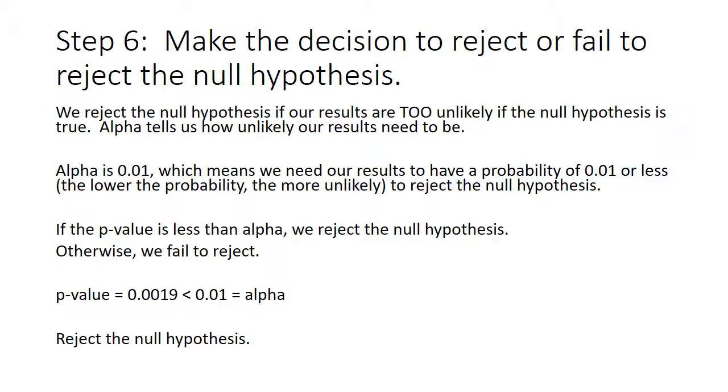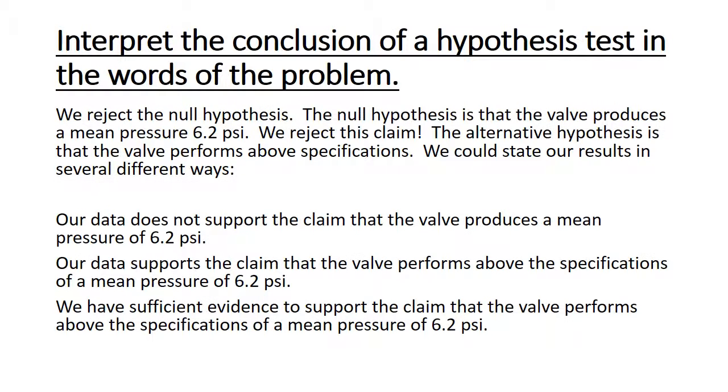We reject it, though. So our p-value is 0.0019. That is less than our alpha of 0.01. We reject the null hypothesis. Our results are too unusual. Our probability of getting our results is too low if the null hypothesis is true.